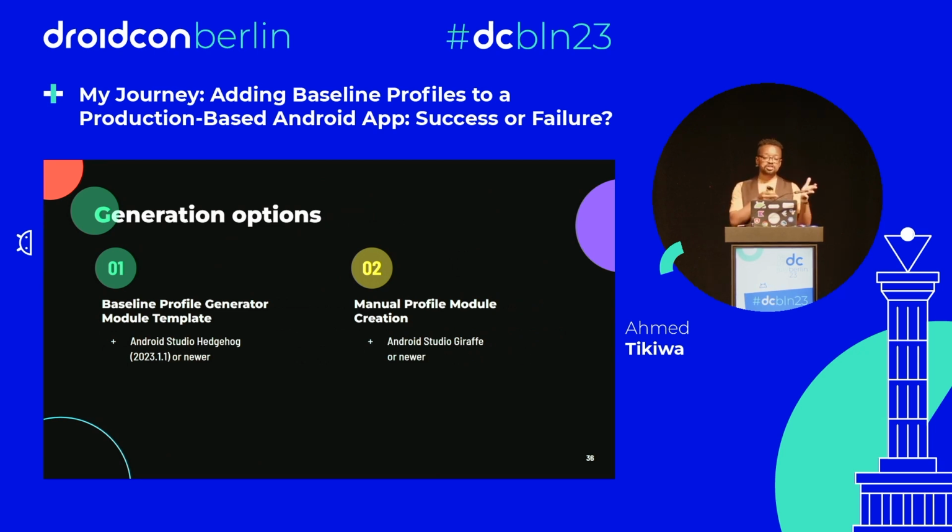Then, as I mentioned, there are two ways of generating the baseline profiles for your app or library. You can either do it through the new baseline profile generator module template, which is found in Android Studio Hedgehog or later, bearing in mind that Android Studio Hedgehog is currently in Canary, so it's not yet stable, or by manually creating the module as well as the profile generator. For this talk, the focus will be using the baseline profile generator module template, which is found in Android Studio Hedgehog. And you will see how simple it is to actually create it.